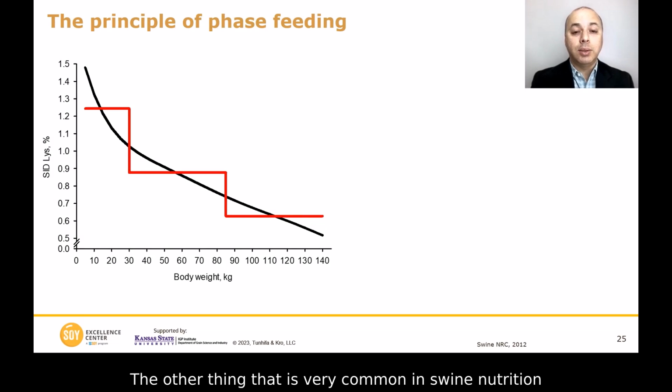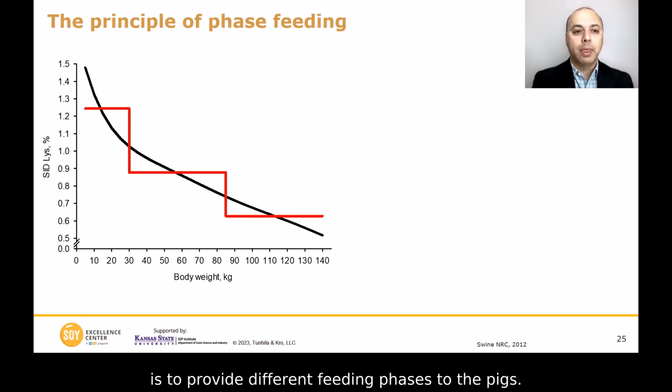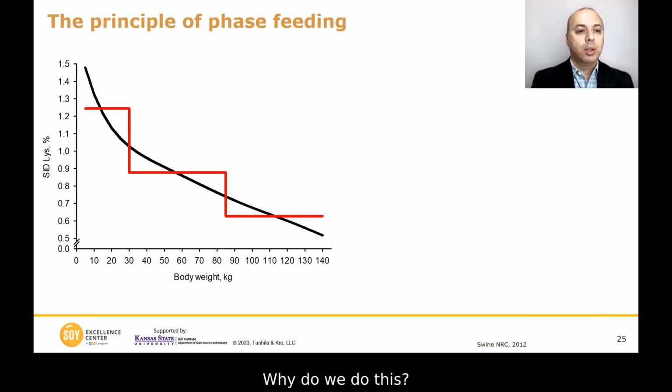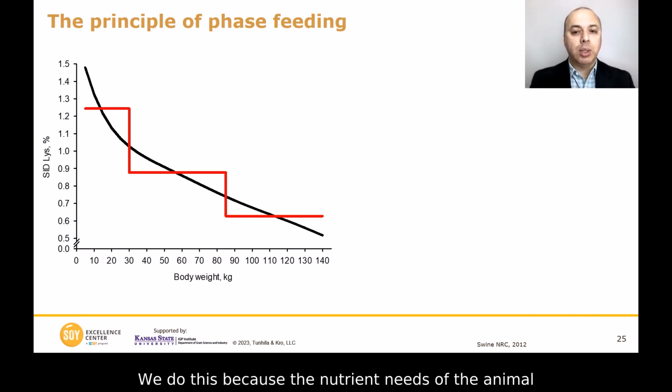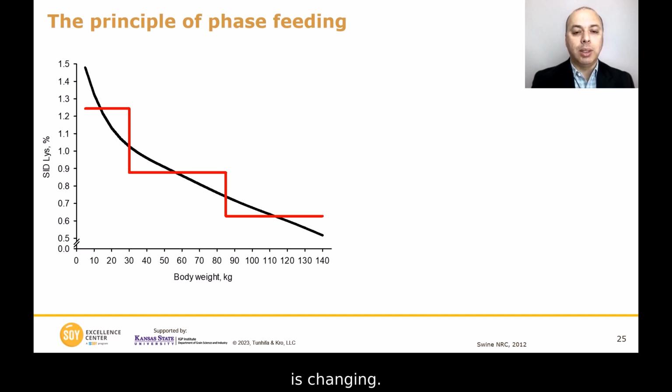The other thing that is very common in swine nutrition is to provide different feeding phases to the pigs. Why do we do this? We do this because the nutrient needs of the animal are changing.